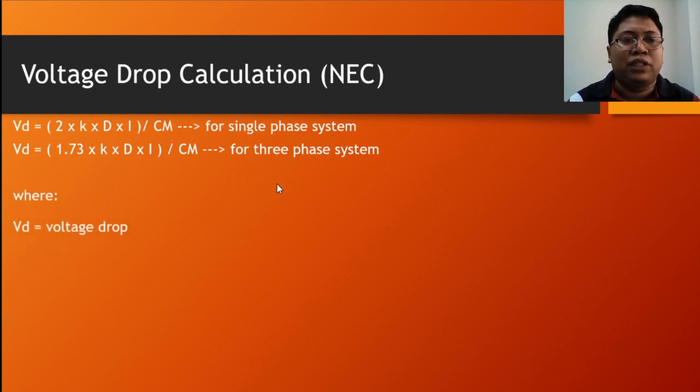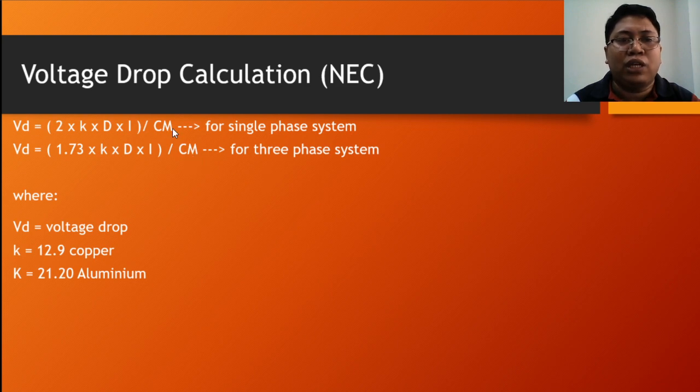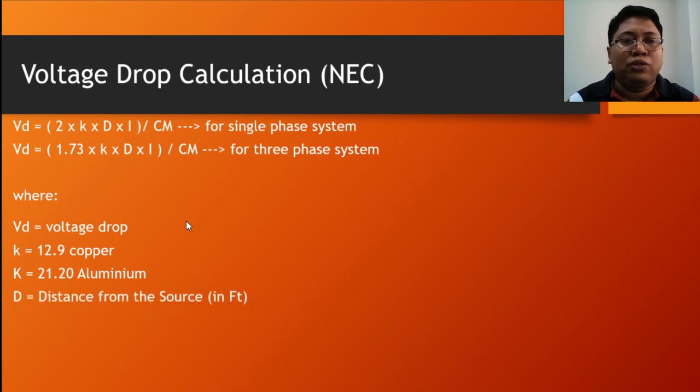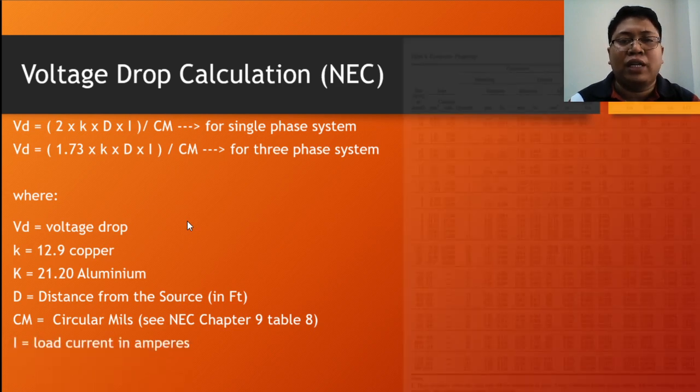Ano nga ba yung circular mills? Ito yung unit ng area ng conductor. Merong mm squared, AWG, ito circular mills naman. Based dun sa formula natin, VD stands for voltage drop, and then yung K value is 12.9 for copper, and then K is equal to 21.2 when it comes to aluminum. Yung D nila is in feet, and then the circular mills, ang magiging reference natin dito is yung NEC Chapter 9, Table 8. And then I, same load current in amperes.